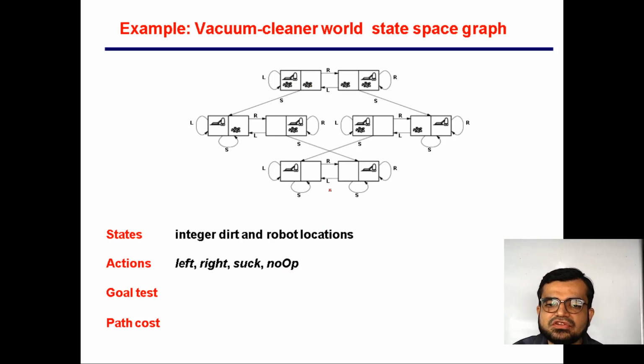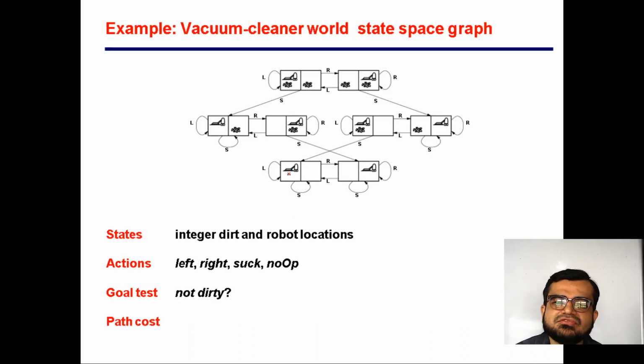For example, if you see in this state, it is already cleaned, so there is no operation. If you move towards left, it will be going towards that location only, or if you want to clean but there is no dirt available, that means you can have no operation also.